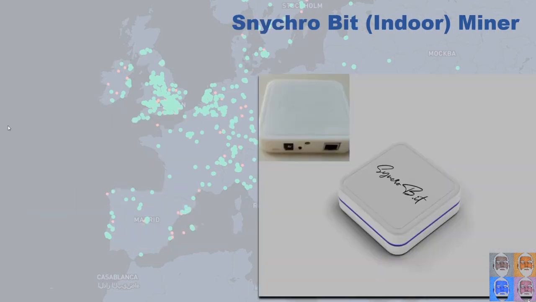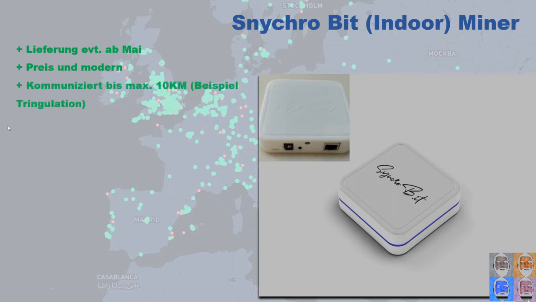So then we have also a new one, Synchrobit. I have no idea about that one. I didn't order it. I can just show you from the data its delivery. They are supposed to be very fast. There are not a lot of orders. The price is good, and it's pretty new, modern. Communication is very good also, like Nebra. It has just 12 watt power.